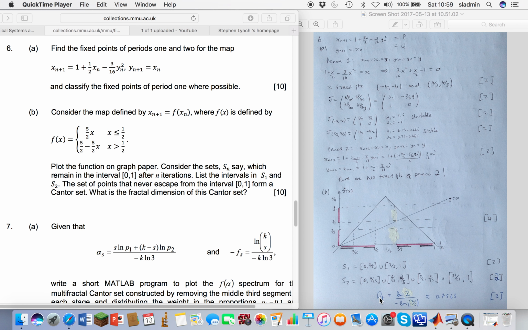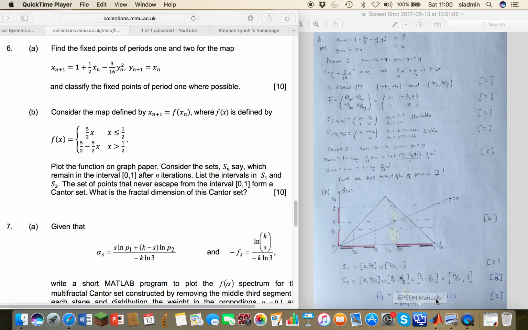To determine the fractal dimension, at each stage, one segment is replaced with two segments, so we have log 2, and the scaling is given here. So the scaling is 2/5, because at each stage, these segments here reduce by 2/5. So the epsilon is 2/5. So using the formula for the fractal dimension, we get it's about 0.7565. And that concludes the solutions to question number 6.